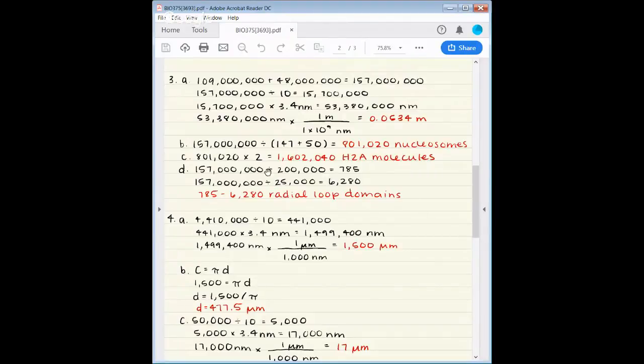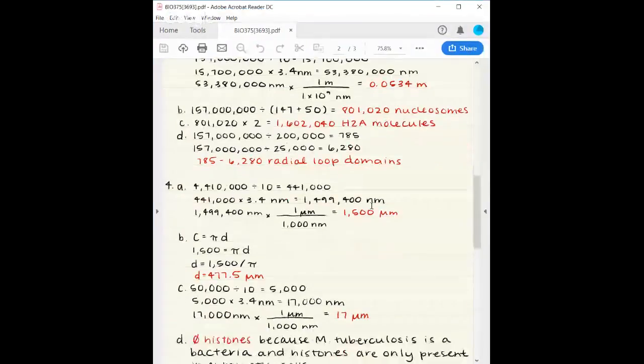And so because radial loop domains are between 25,000 and 200,000 base pairs, I divided 157 million by each of those numbers and got the range of radial loop domains. So 785 to 6,280 radial loop domains.